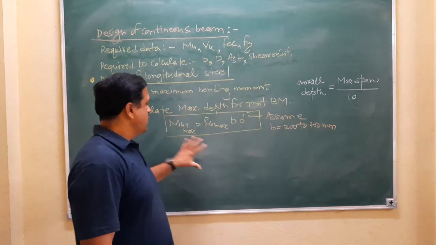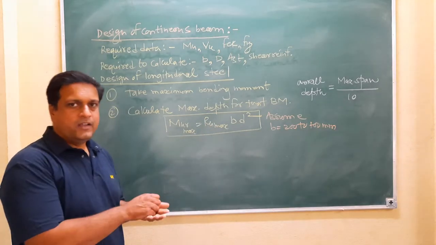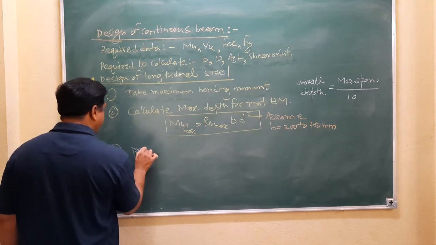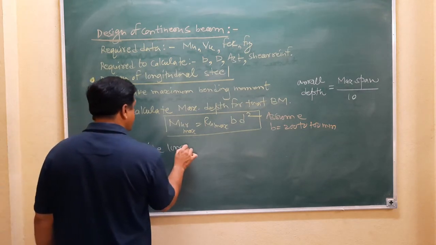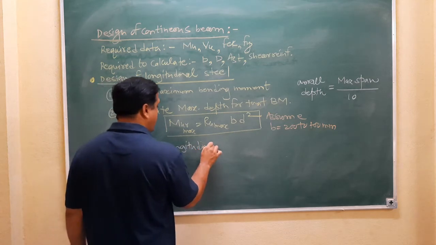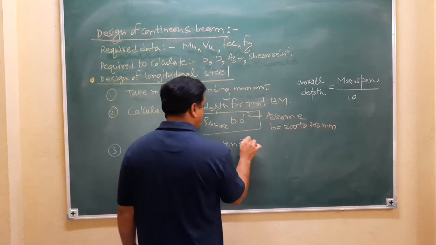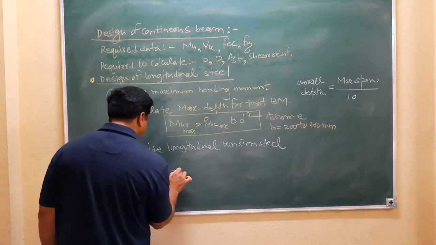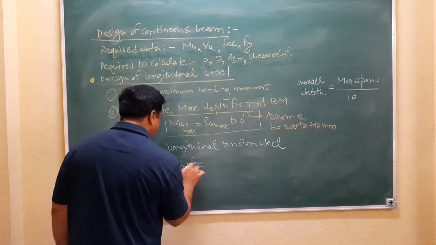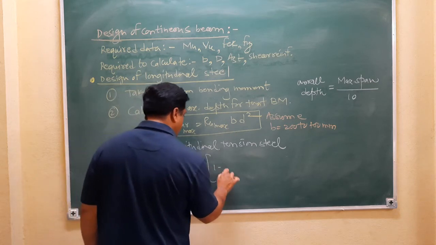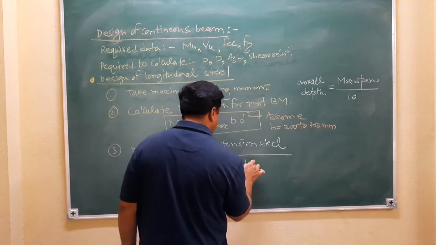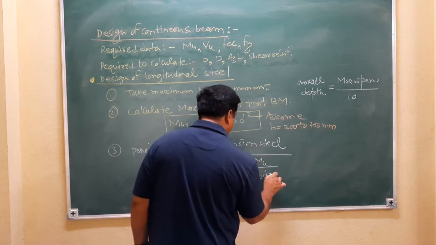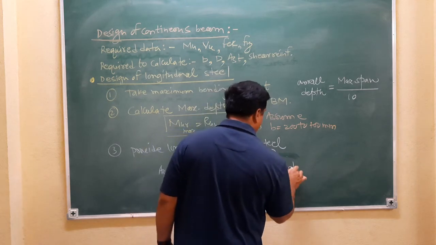Okay, so do this: find out the width and depth of the maximum, and finally provide the steel. Step number 3, provide longitudinal tension steel by using the formula. Ast is equal to 0.5 fck divided by fy, times 1 minus under root of 1 minus 4.6 bending moment Mu divided by fck b d square, into b d.